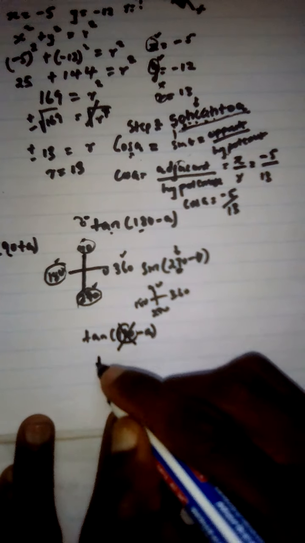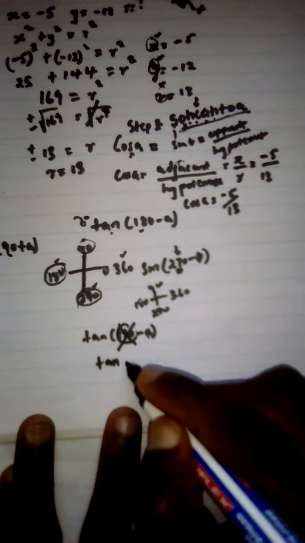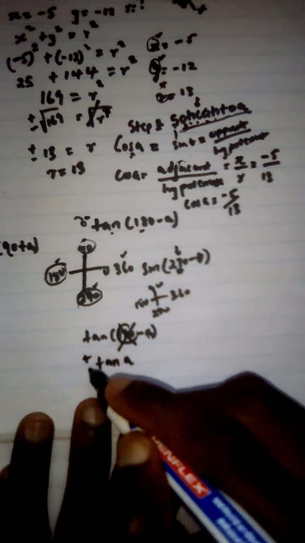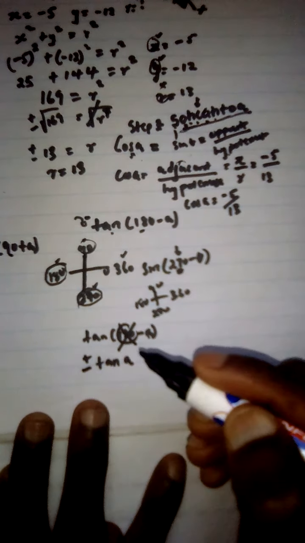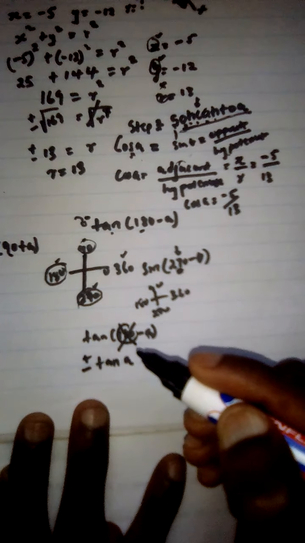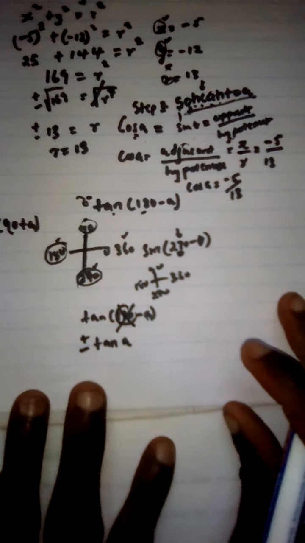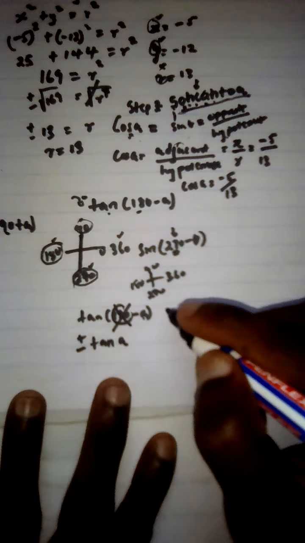You're going to be left with tan alpha. Now you have to determine if the answer is positive or negative. But the first part is very simple. Let me try to explain it so you understand it.